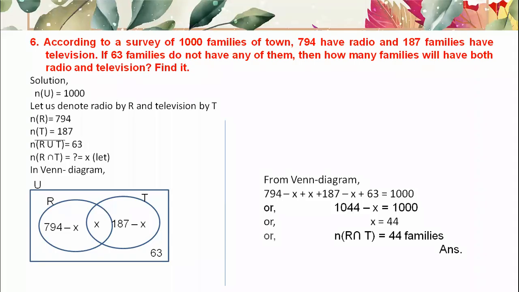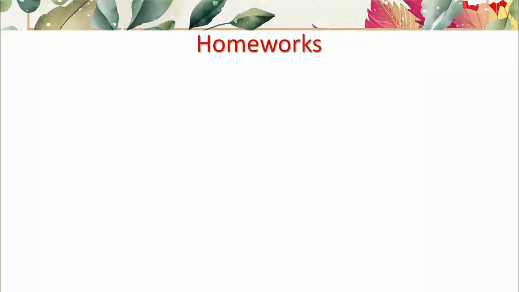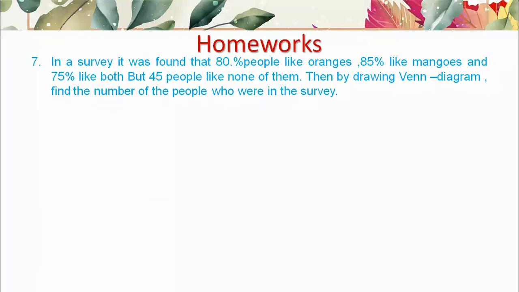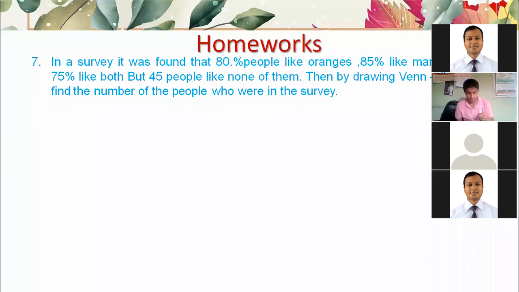If there is no confusion, now look at your homework. Are you observing the screen? In a survey, it was found that 80% of people like oranges, 85% like mangoes, and 75% like both, but 45 people like none of them. Then by drawing a Venn diagram, find the number of people who were in the survey. That we have to find out. Try to do it.